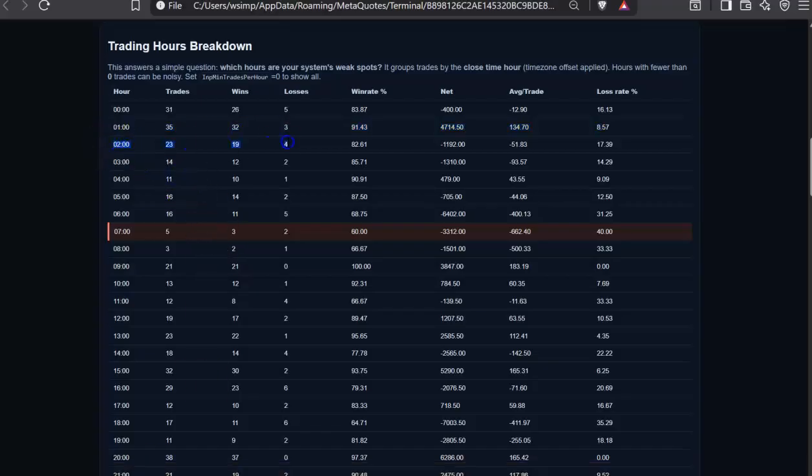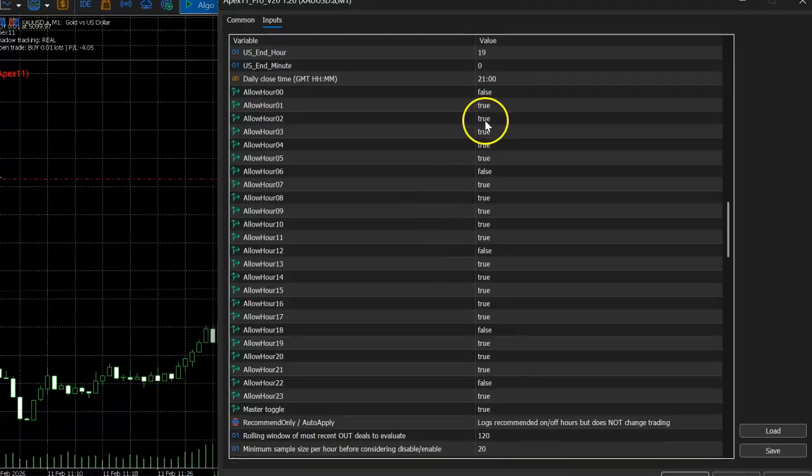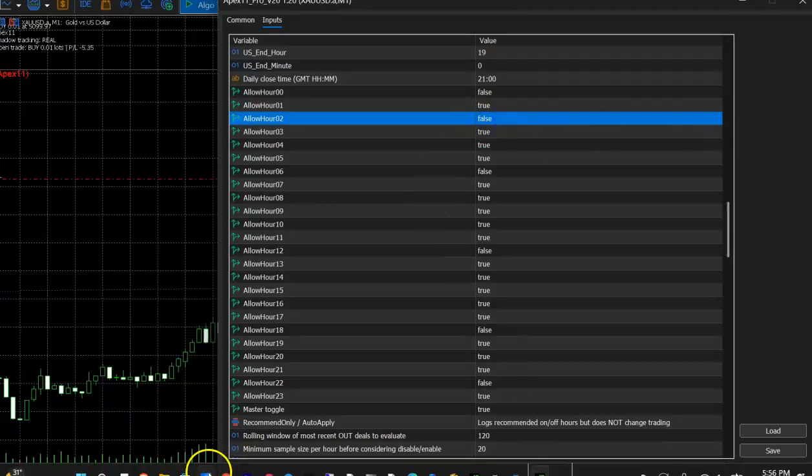Next is 2 a.m. So we've had 23 trades at 2 a.m. The win rate is 82%. So if you notice that the worst hours have the lowest win rate and the best hours have the highest win rate. So a good way to put it is, if it's got a higher win rate, it's likely to be positive in that hour. So you can also see the loss rate in those trading hours. So 2 o'clock, 23 trades, negative, we want to take that out. So we'll go here, 2 o'clock, we set false.